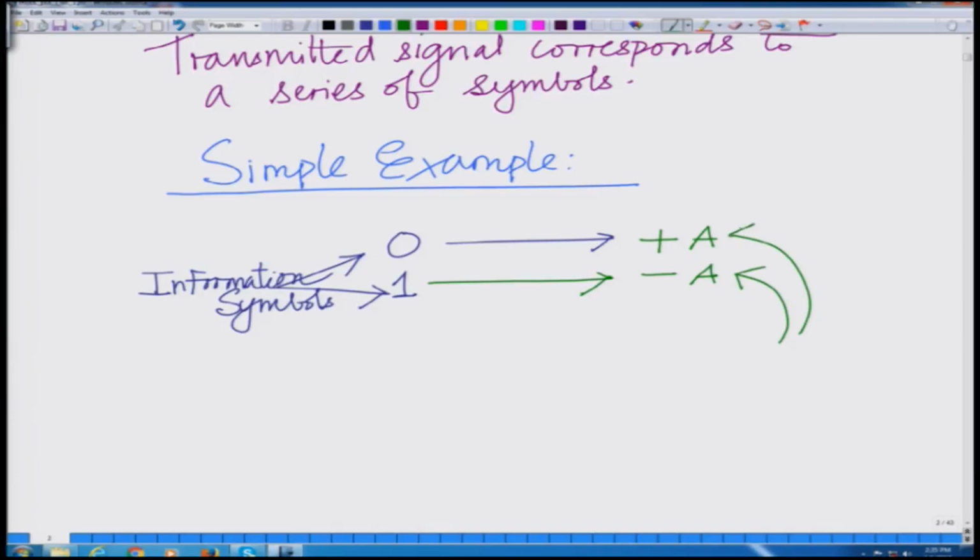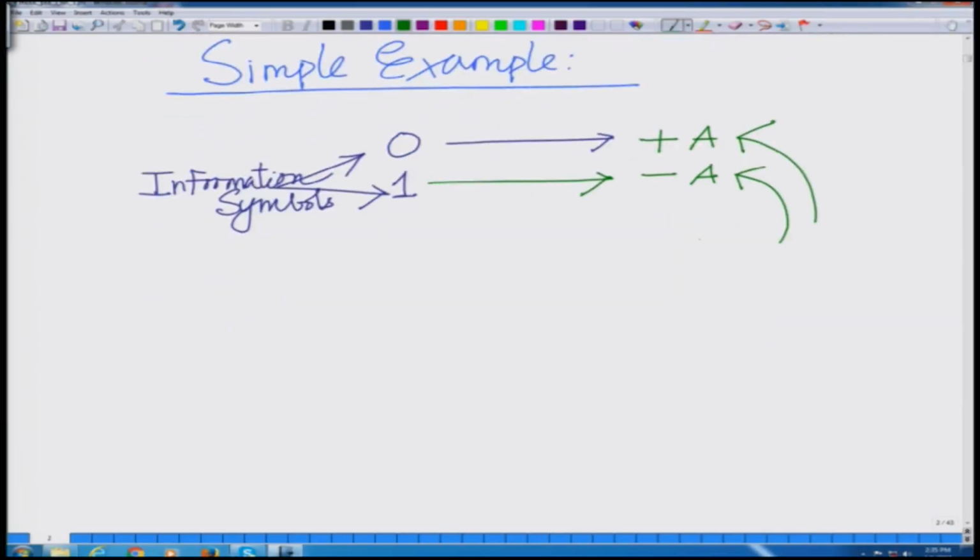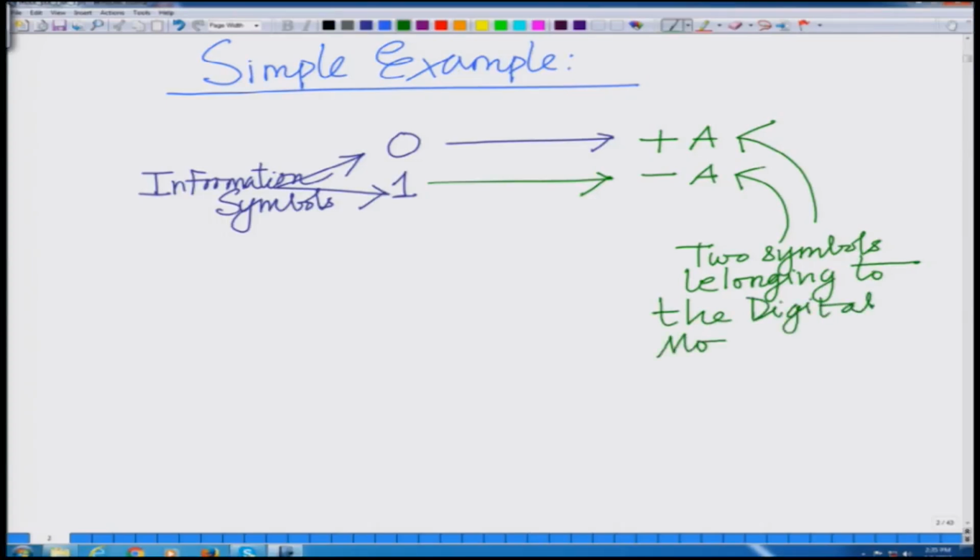So, let us say these are two symbols belonging to the digital constellation. These are two voltage levels, symbols belonging to the digital modulation, also known as a constellation. So, naturally we have binary information symbols, and these have to be mapped to a set of digital modulation symbols belonging to a digital modulation constellation.